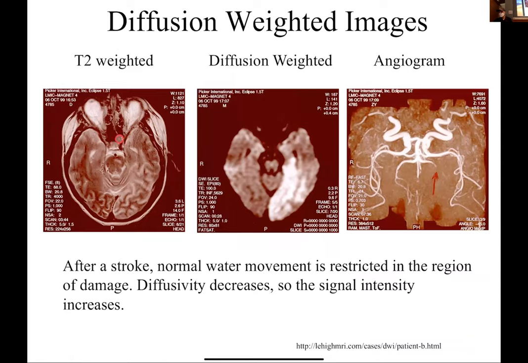This was the other example we looked at where once again, this person unfortunately had a stroke and lots of cell damage here. And here's the angiogram, which we'll talk about further later in the lecture, in terms of how do we actually make something like this. But once again, the restricted motion of water makes it so the diffusivity is less here, so the signal's going to be brighter.